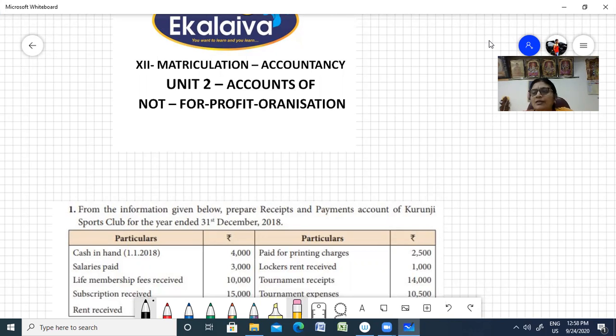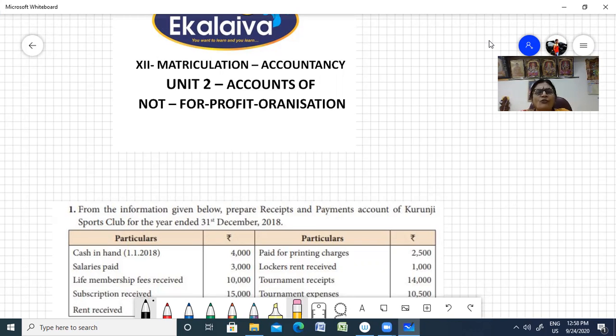Now, we have seen the different types of organizations. We've seen the sole proprietor form of organization, Hindu undivided family, partnership form of business, company form of business. Now, when you talk about business, why do you do business? Ultimately to make profit. So any entrepreneur, big or small, his ultimate aim is to make profit.